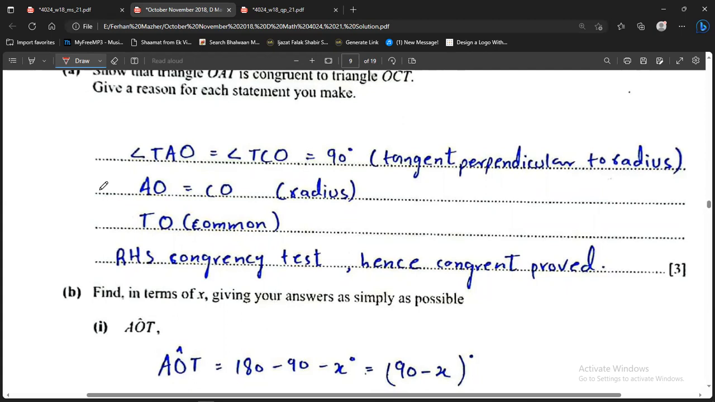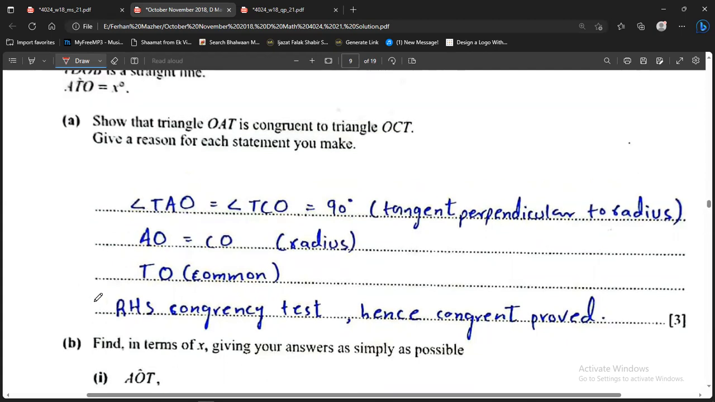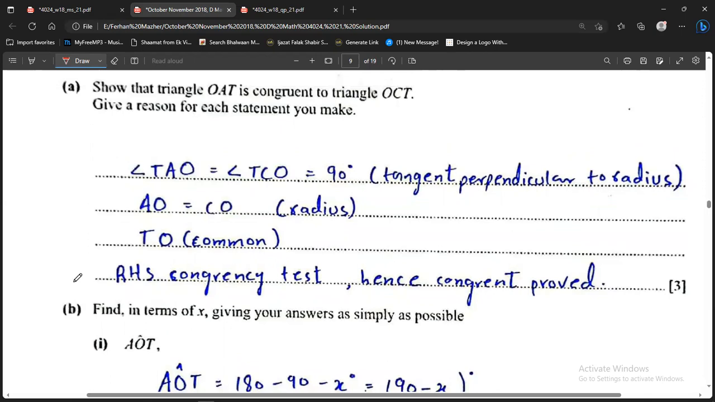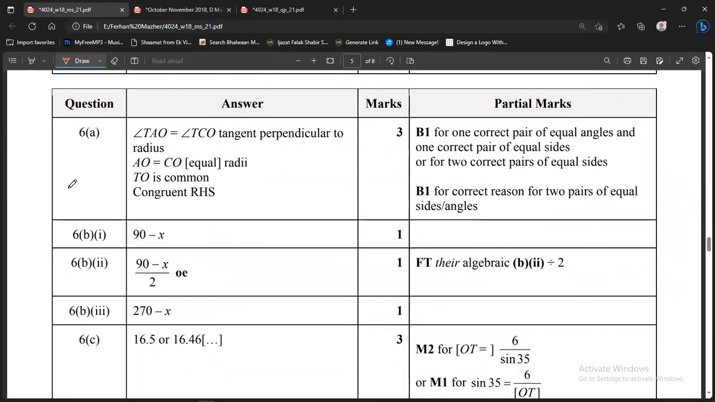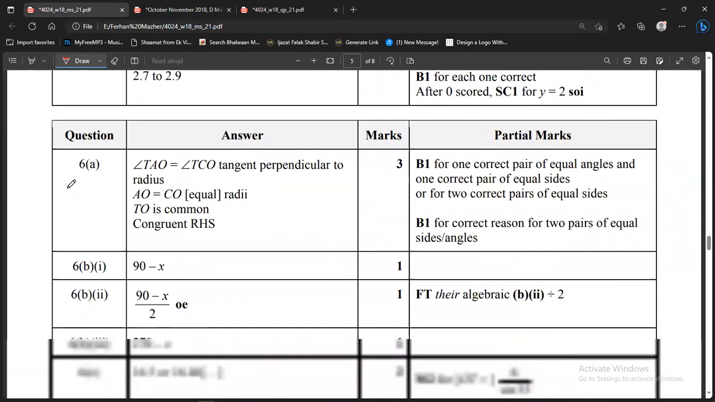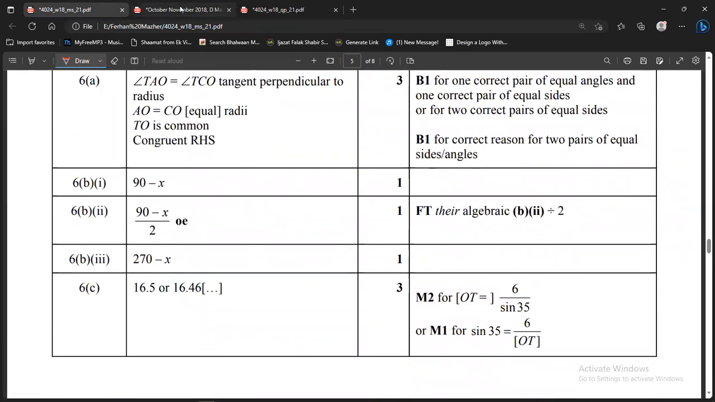So the triangle, here we should have written that the triangle OAT is congruent to the triangle OCT. The reason is RHS property, okay? So at the end, you should write that sentence, okay? The triangle OAT is congruent to the triangle OCT due to the RHS property, congruency test, okay? So this is how you write that.